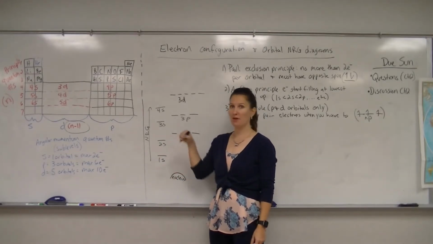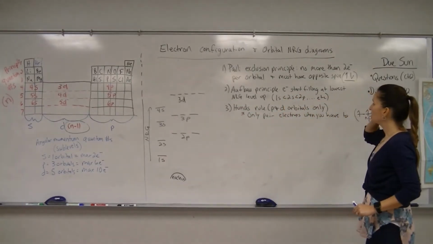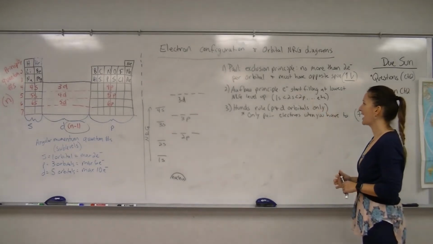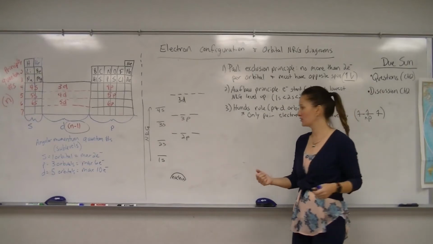We don't want both of them up and both of them down. They need to have opposite spins, okay? Now, number 2 here is saying Aufbau principle. The electrons start filling at the lowest energy level up. We've done this before when we did electron energy diagrams.